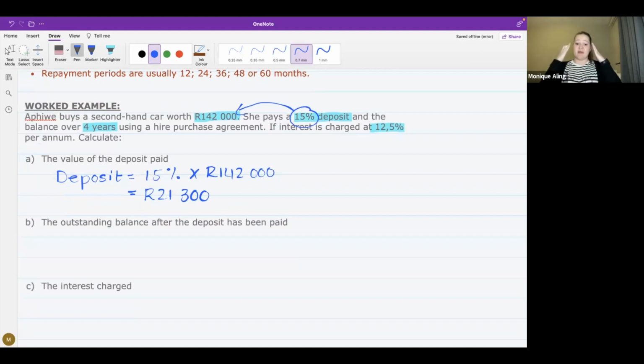Okay, so picture it. You buy a car for 142,000 Rand. You're going to pay 15% of that because that's all you can afford in cash. And that's the deal. You must pay 15% upfront. So that means you have now paid 21,300 Rand of that 142,000 Rand. So you paid a small little portion, but you've paid it.